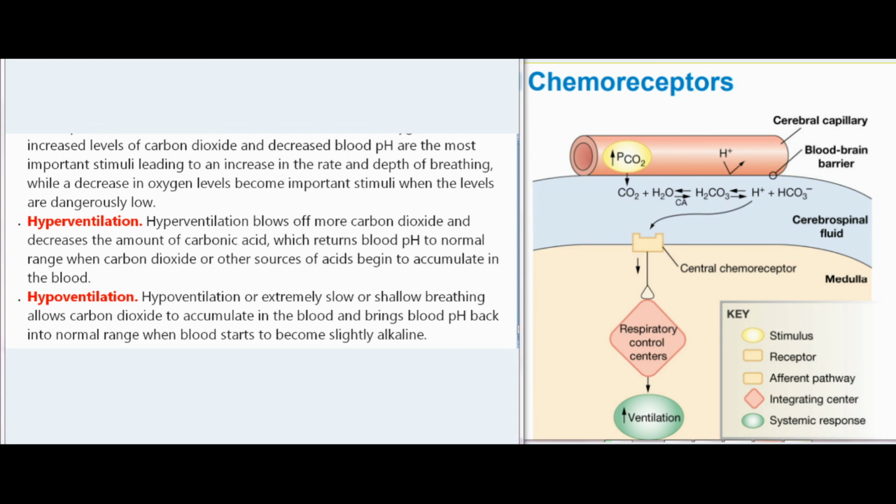Hyperventilation. Hyperventilation blows off more carbon dioxide and decreases the amount of carbonic acid, which returns blood pH to normal range when carbon dioxide or other sources of acids begin to accumulate in the blood. Hypoventilation. Hypoventilation, or extremely slow or shallow breathing, allows carbon dioxide to accumulate in the blood and brings blood pH back into normal range when blood starts to become slightly alkaline.